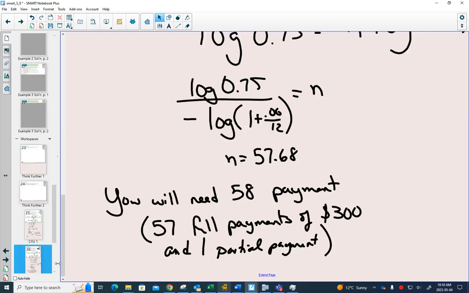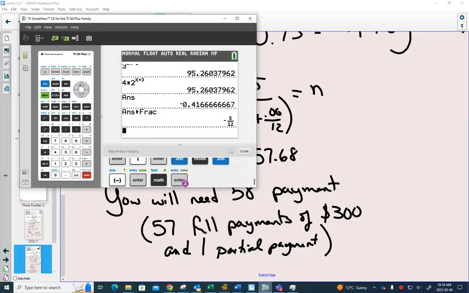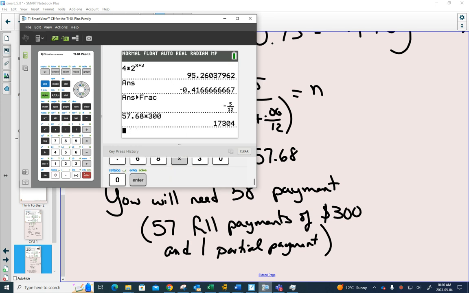If we want to find out how much we paid for this car, okay, I could take 57.68 payments, times that by $300, you paid an extra $2,304 of interest for that car. So buying it for $15,000 actually is going to cost you over $17,000 in the end, okay?